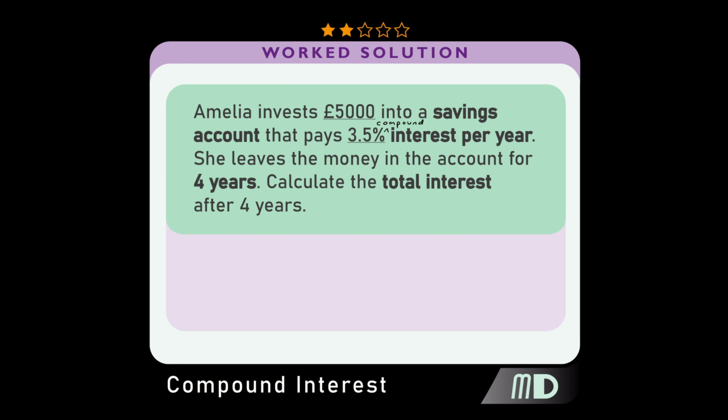Now, in this video, we're going to answer the following question. Amelia invests £5,000 into a savings account that pays 3.5% compound interest per year. She leaves the money in the account for 4 years. Calculate the total interest after 4 years.